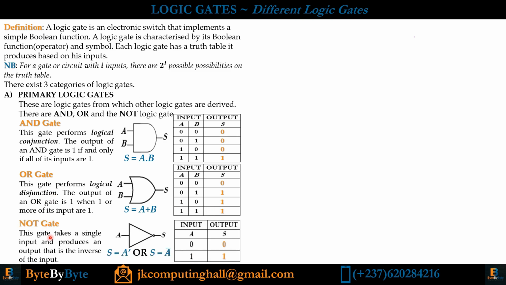The NOT gate. This gate takes a single input and produces an output that is the inverse of the input. And remember that, take note, this gate is the only logic gate that takes in one input, and the NOT gate is sometimes referred to as the logical inverter. So for a NOT gate, if I have as input A, then as output, I can have A complement, I can have A bar. There is a little problem with the truth table because the input being 0, my output should be 1. Input being 1, my output should be 0. So this is an error that has to be corrected.